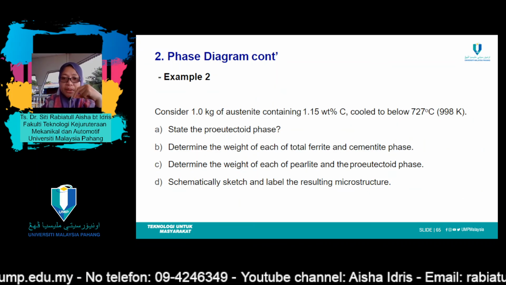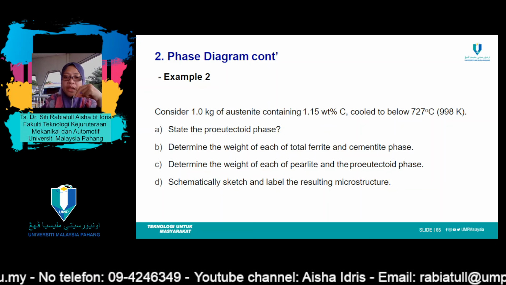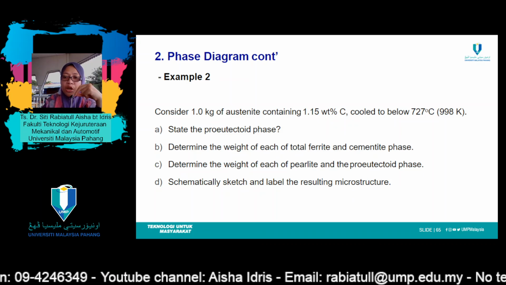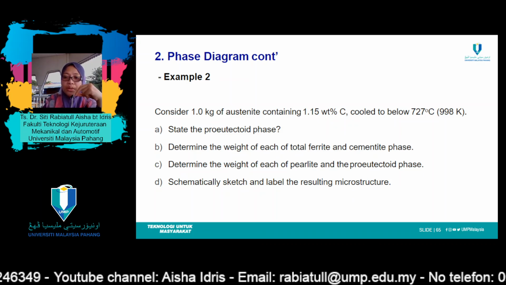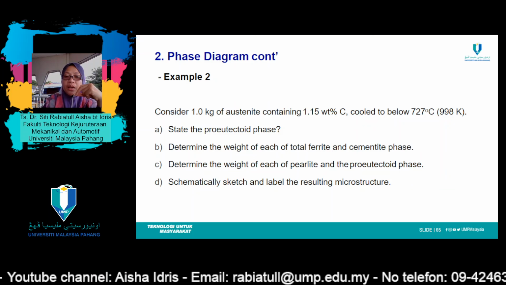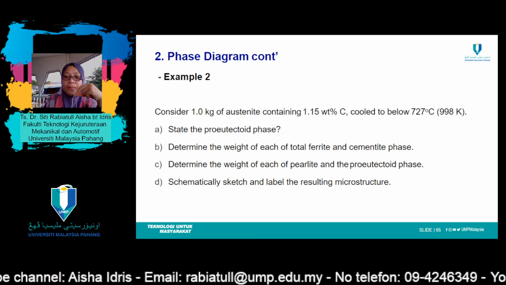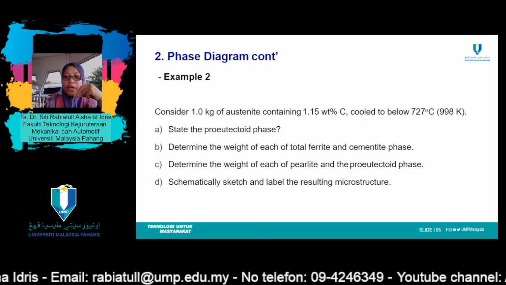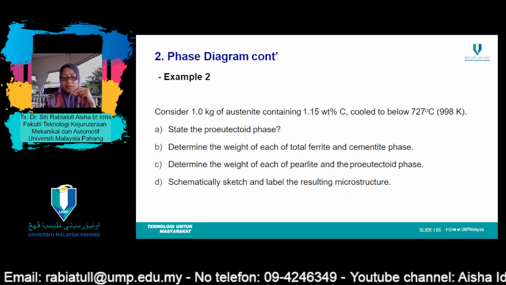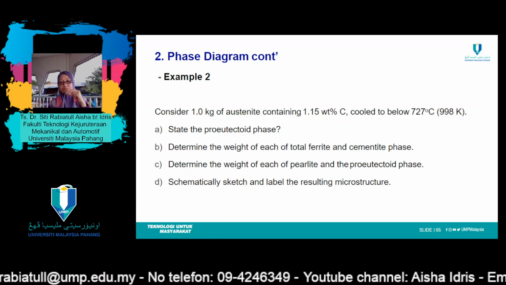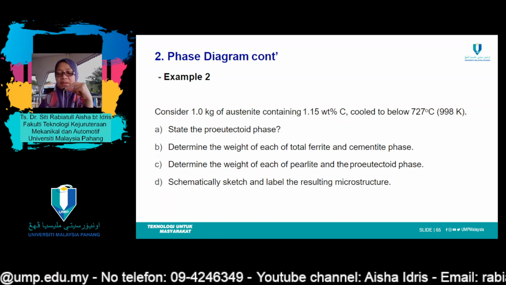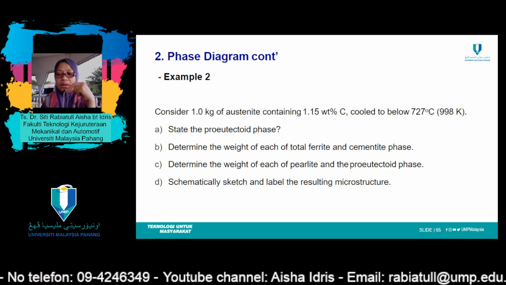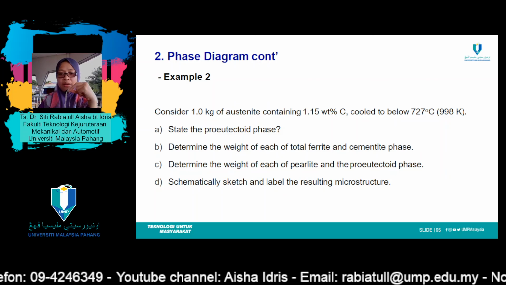Move on to example number 2. Consider 1 kilogram of austenite containing 1.15 weight percent of carbon cooled to below 727 degrees C. Number 1, what are the pro-eutectoid phases that exist? Number 2, determine the weight of each of total ferrite and cementite phase. Number 3, determine the weight of each of pearlite and pro-eutectoid phase. And number 4, sketch and label the microstructure that may occur in that alloy.